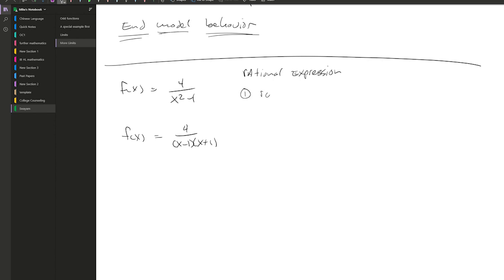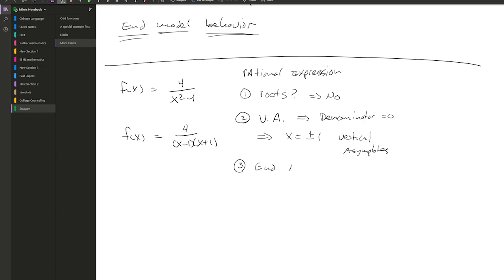So one, are there any roots? And the answer is no, because 4 can never be 0. Two, are there any vertical asymptotes? And that's when the denominator is 0. And so what that means is that x is plus or minus 1 are vertical asymptotes. And then three, what is the end model behavior.